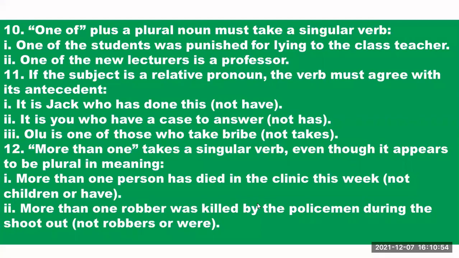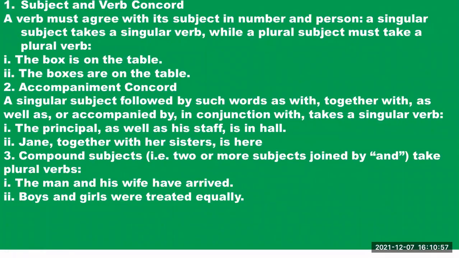Well, let me show you the grammatical principle. All right. Look at the one we earlier treated. The man, okay. Look at the one, this accompaniment here. All right. Accompaniment concord: a singular subject followed by such words as with, together with, as well as, or accompanied by, in conjunction with, and so on and so forth, takes a singular verb.